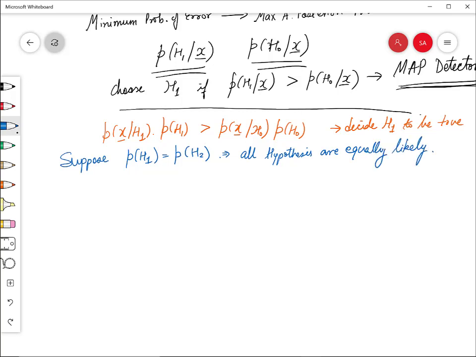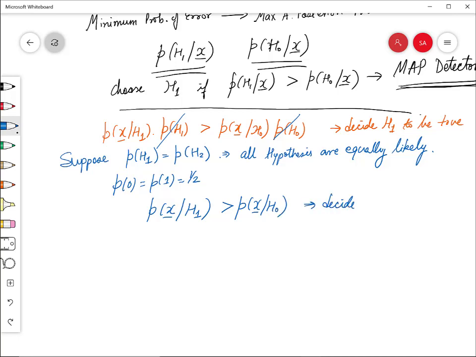This may very well be true in a communication system. For example, if the probability of transmitting bit 0 is equal to the probability of transmitting bit 1, which is equal to half, then we can cancel out these two quantities here, and what we are left with is: if the probability of x given h1 is greater than probability of x given h0, then we decide h1.